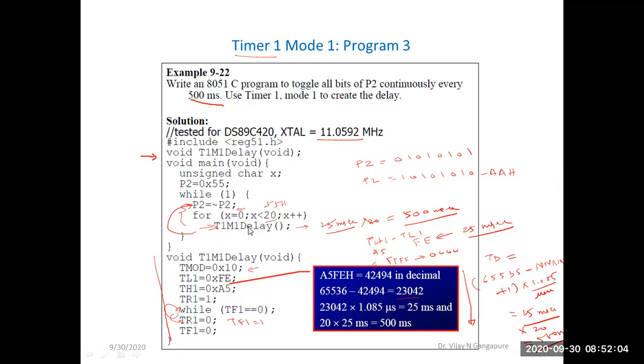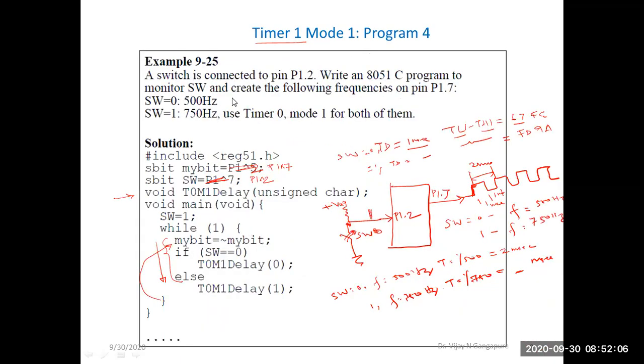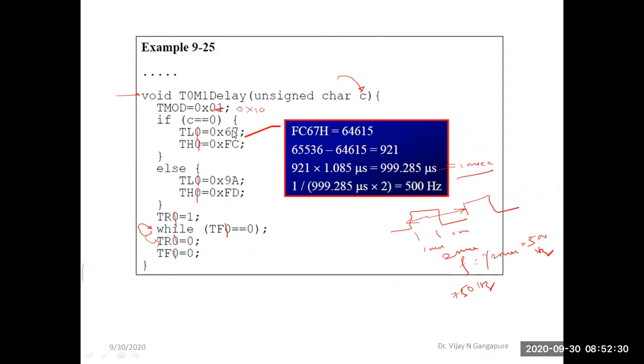And in the last program, number 4, we check a switch connected to the 8051 at pin number 2 of port 1. If it is 0, we generate a square wave of 500 hertz frequency on pin number 7 of port 1, and if it is inputting 1, meaning the switch is open, then I generate a square wave of 750 hertz at pin number 7 of port 1. I do this just by checking the switch position and loading different initial values in the timer 1 registers.